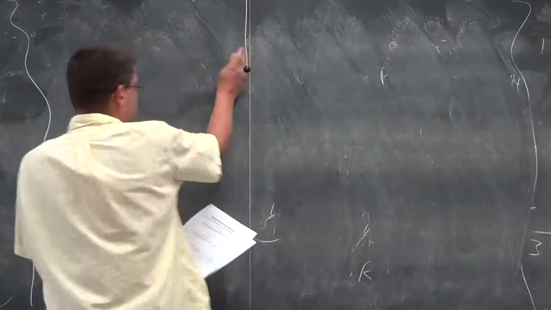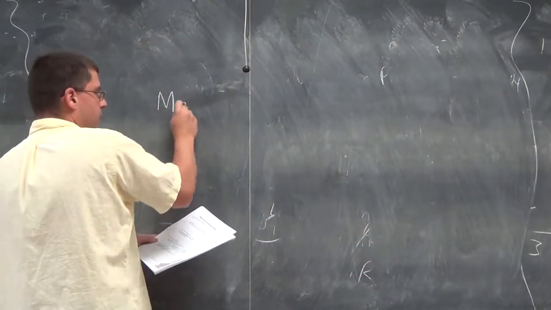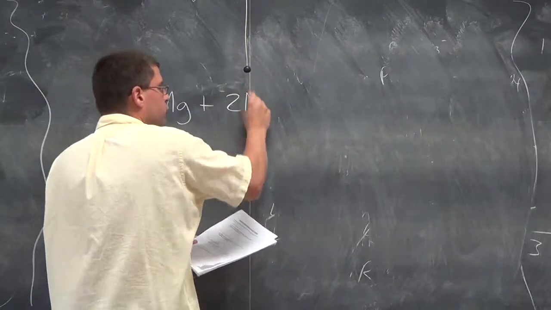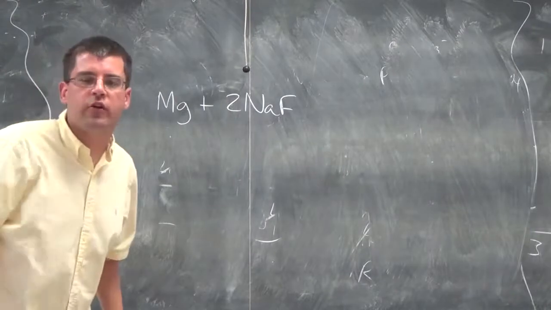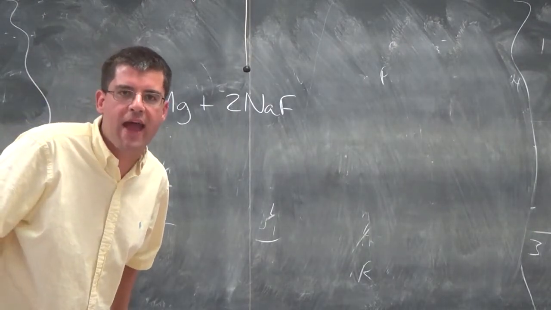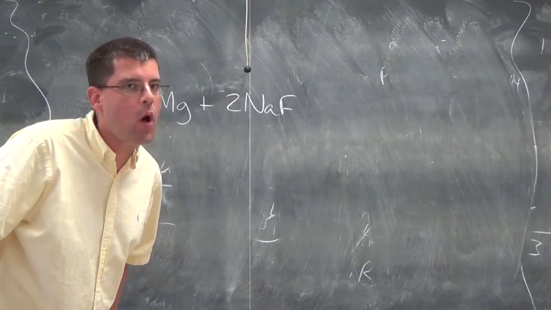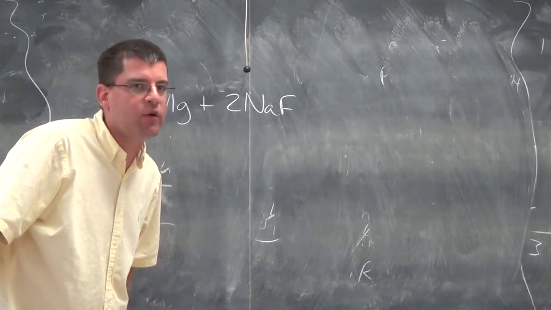We've got magnesium, number 3 on 80. Magnesium plus 2 sodium fluoride. Again, why don't we have Mg2? Say it to yourself. Say it. Why don't we have Mg2? You know why. You know why. What do you want to say?